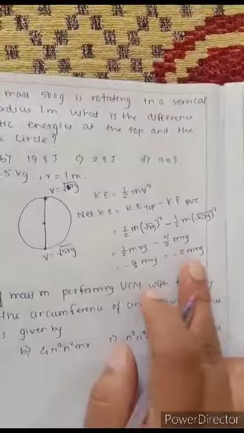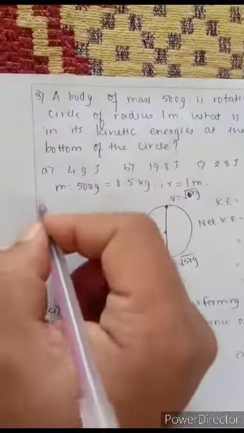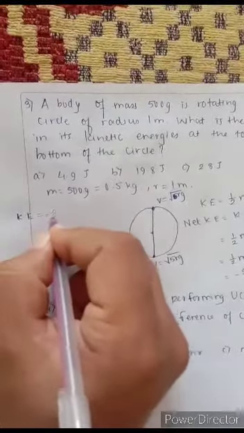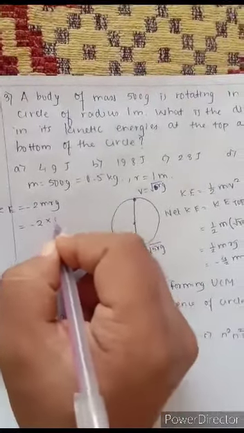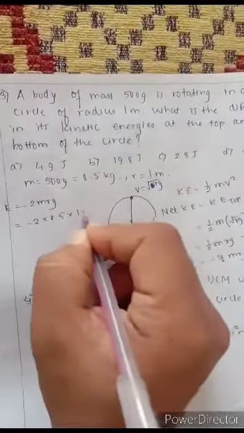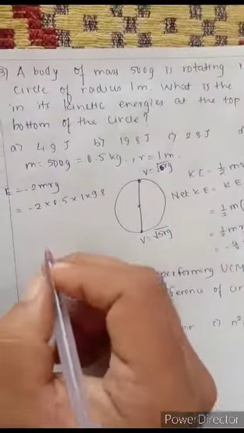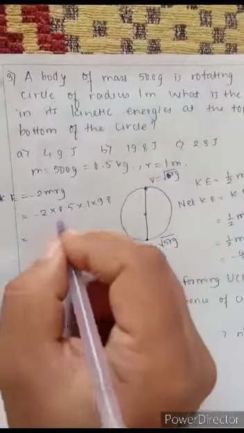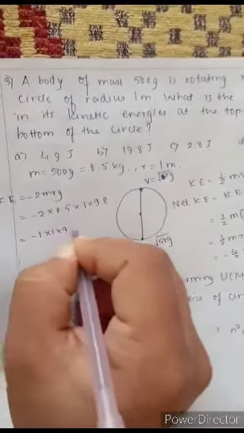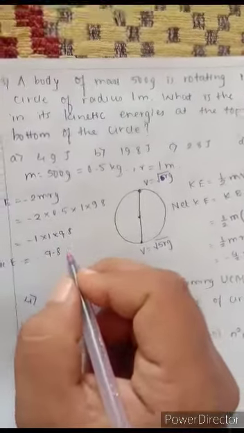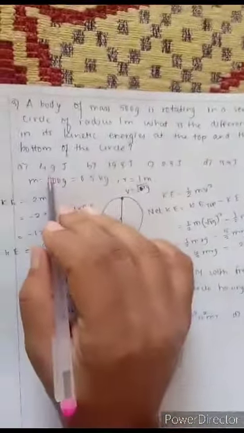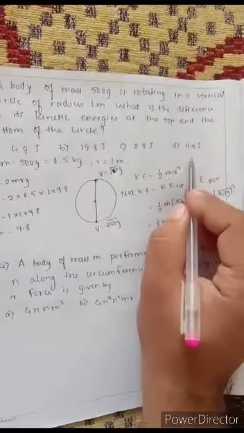Now let me substitute the values. So kinetic energy is minus 2 mrg, which is equal to minus 2 into 0.5 into r is 1 into g is 9.8. So this will become minus 2 into 0.5 is minus 1 into 1 into 9.8, so this is minus 9.8 is the kinetic energy. Now we have been given the options: 4.9, 19.8, 2.8 and 9.8. Not considering the sign here, we just consider the magnitude, and the option is option D.